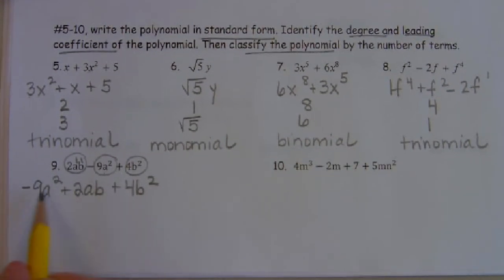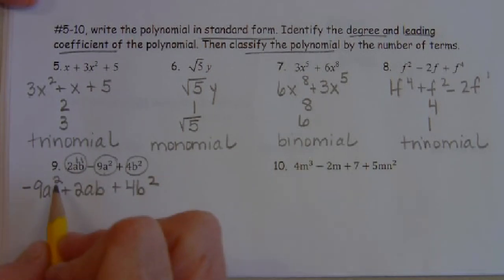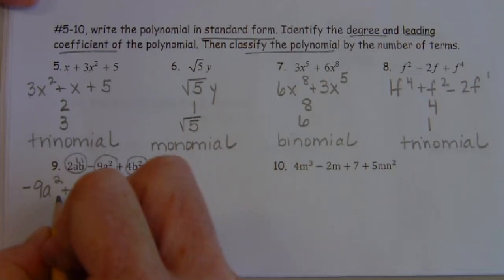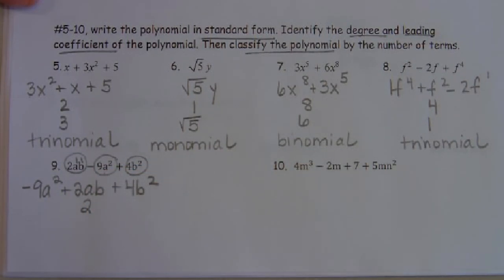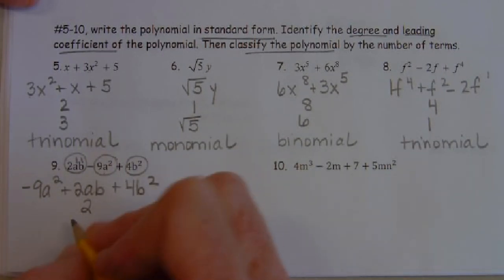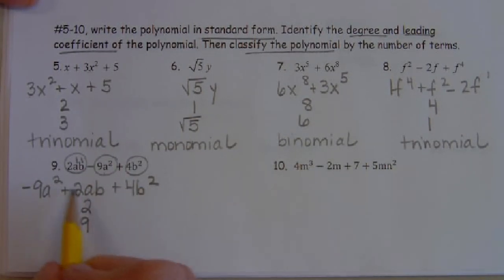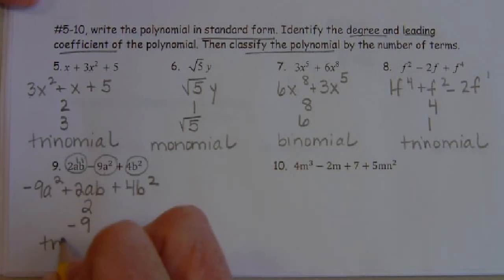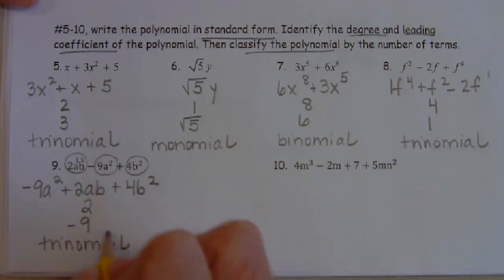Depending on what order you put this one in, your degree and leading coefficient may be different than mine. The degree should all be 2, because no matter what order you put it in, it will be 2. But depending on what you put first, it might change your leading coefficient. My leading coefficient is negative 9. There are 3 terms, so he is a trinomial.